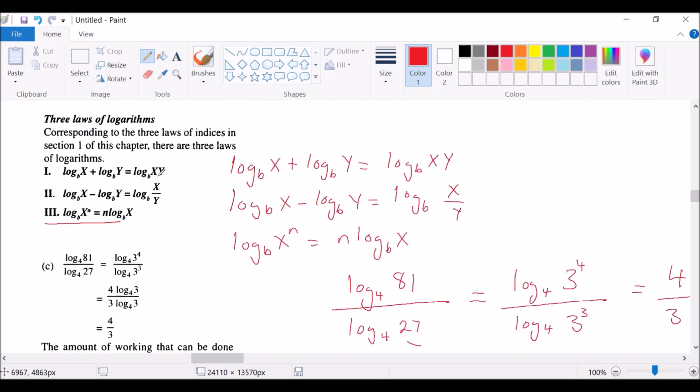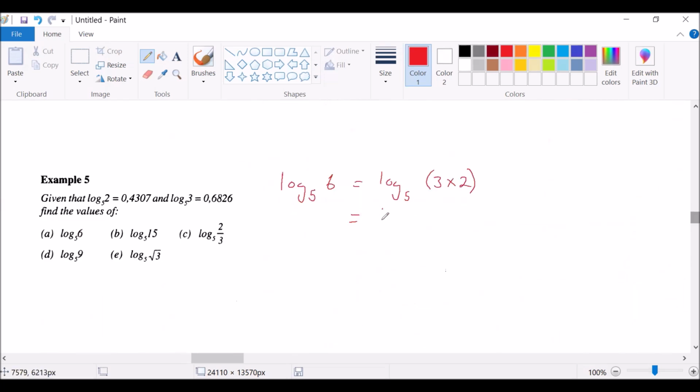Using the first law in reverse, we can say this is equal to log to base 5 of 3 plus log to base 5 of 2, which we are given here. Log to base 5 of 3 is 0.6826 plus log to base 5 of 2 is 0.4307, which will give us 1.1133.